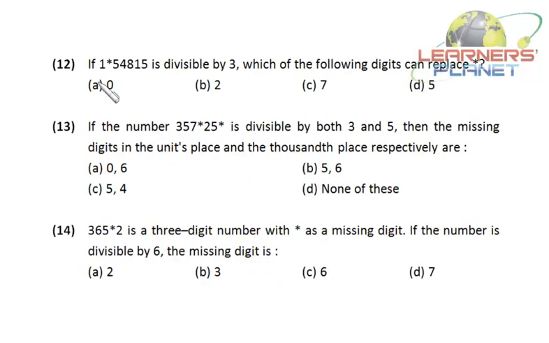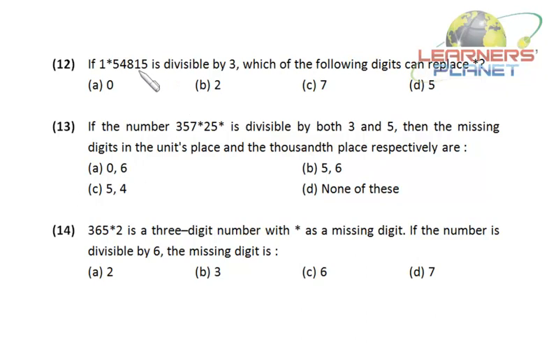Now if this number, that is 1 star 54815, is divisible by 3, then which of the following can replace the star? Now friends, what is the divisibility test of 3? That is, the sum of the digits must be divisible by 3. Okay, so we just start here.